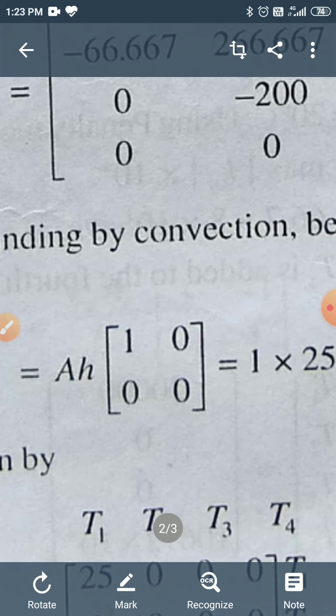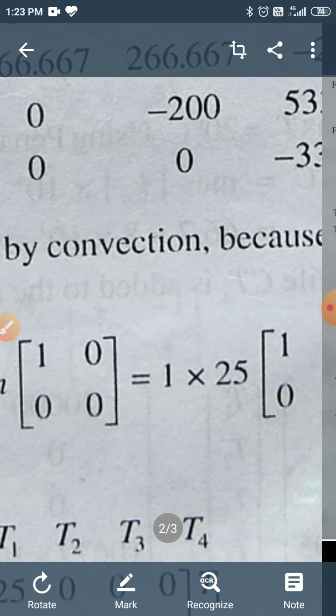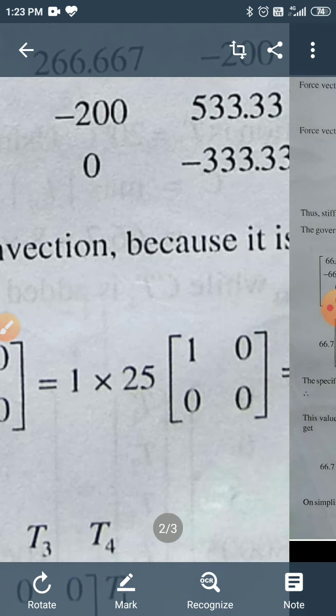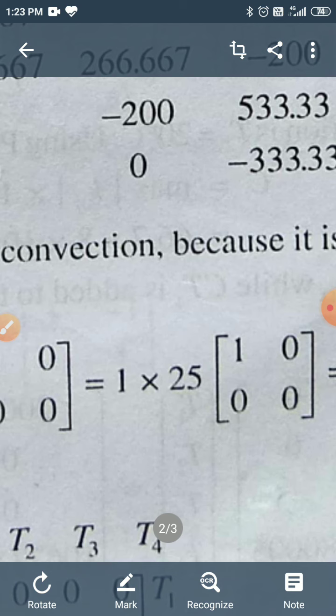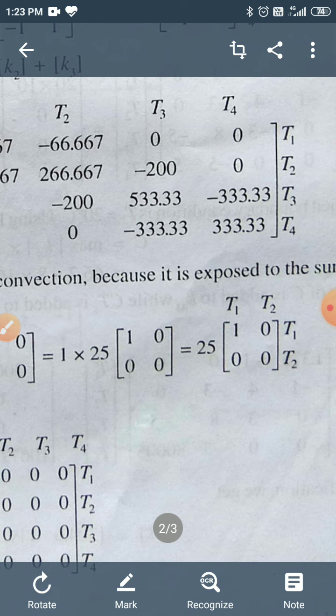Just substitute the values of A and h in this stiffness matrix. After simplification, the convection stiffness matrix is 25 into the matrix [1 0; 0 0]. It is connected between node 1 and 2, that is T1 and T2.